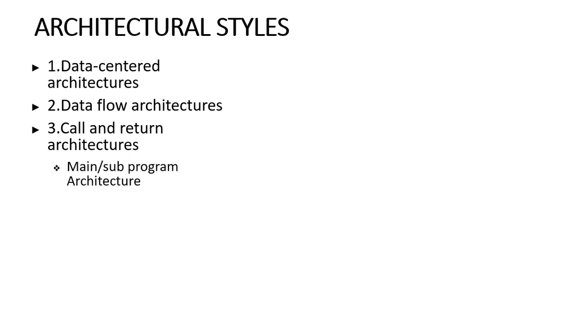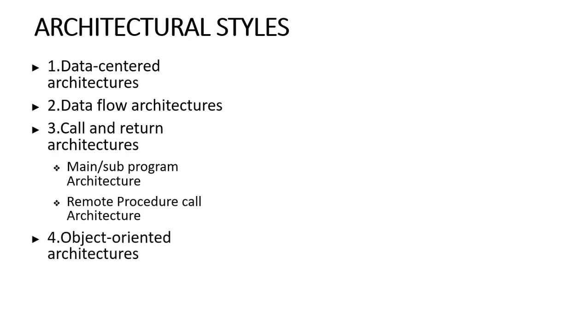As we all know, we have the main program as well as the subprograms. We will try to create an architecture for the subprograms as well as for the main program. When each subprogram is solved, the main program will be solved. That means a main program will have a collection of various types of subprograms. Each subprogram will have a design, each design will be implemented in the form of programs, and those will be tested. Remote procedure call architecture is there under call and return.